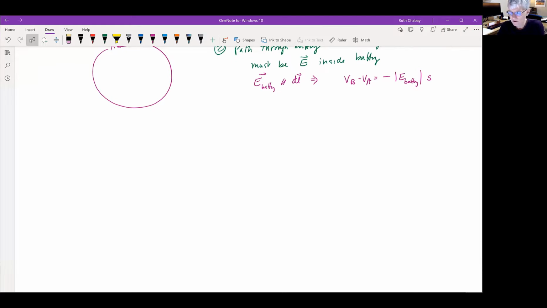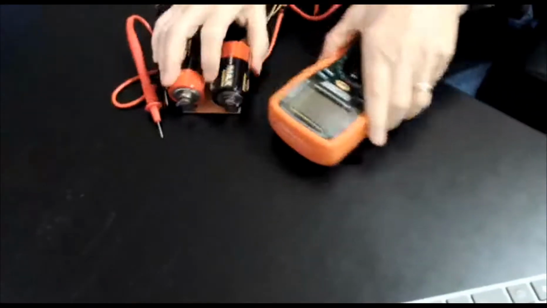So what does it mean to have a potential difference across a battery? Well, for one thing, it's actually a thing that we can measure, and I'm going to try to show you that. So I'm going to stop sharing my screen so I can actually try to show you that we can measure potential differences.